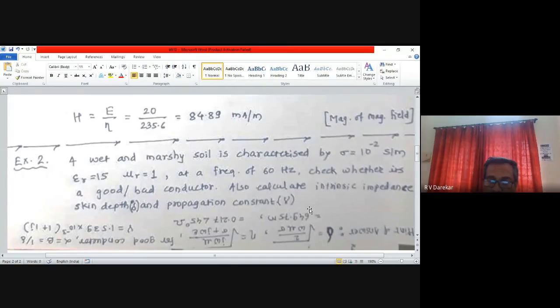Now, one more question: if you rotate your mobile, you can observe that initially in the first example I had used the formula of eta as a different value, and here I have denoted the formula of eta in a different form. It is in reverse order, but I think everybody can read it. Eta is equal to under root j omega mu divided by sigma plus j omega epsilon.